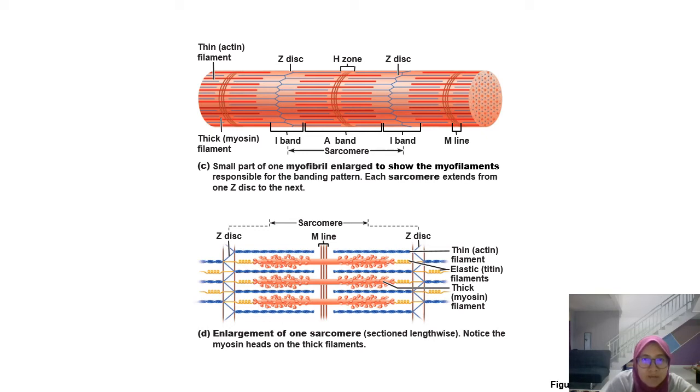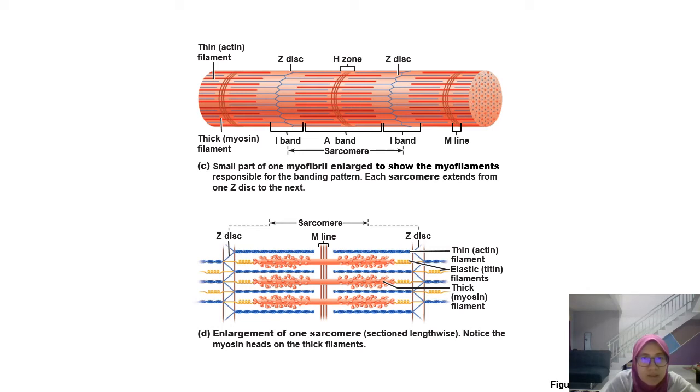Sarcomere means from one Z disc, the zigzag disc, to another zigzag disc. Okay, this is what we call one sarcomere. So there are thousands of sarcomeres in the myofibril. Okay, and then there are millions of myofibrils inside our muscle fiber. Okay, please remember the microstructure of the skeletal muscle here.